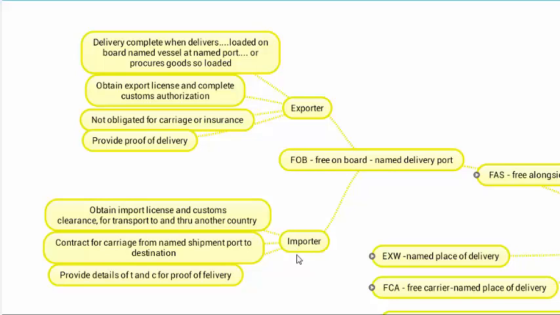What are the responsibilities of the importer? The importer has to obtain import license and customs clearance for transportation to the destination and through another country. All related to customs clearance, the importer will have to take care. He has to arrange the contract of carriage of goods from the named shipment port, the delivery port, to the destination port. The delivery port is a port where the goods are loaded on board. The destination port is a port where the beneficiary wants the goods to reach. Then he has to provide for terms and conditions of the document which will evidence the proof of delivery given by the exporter.